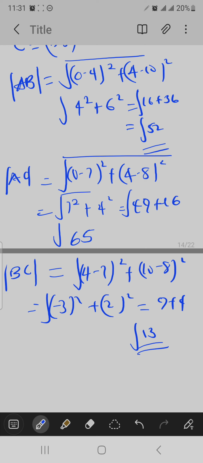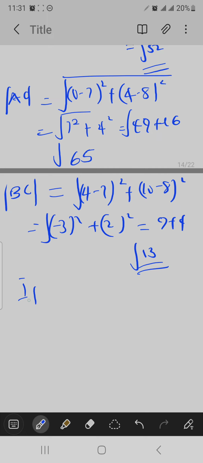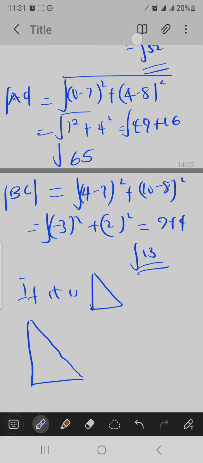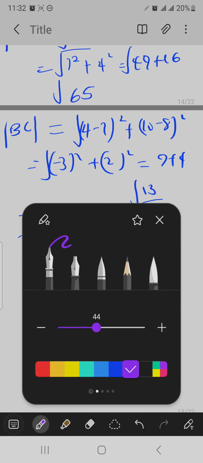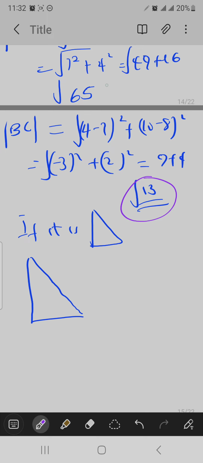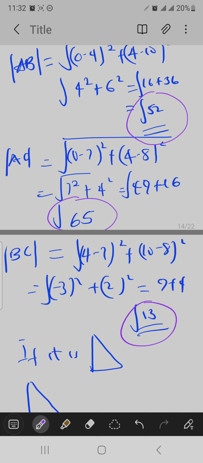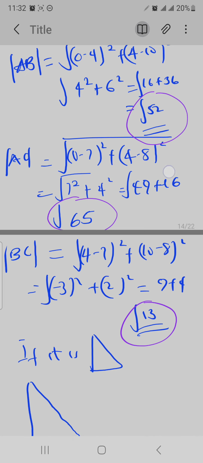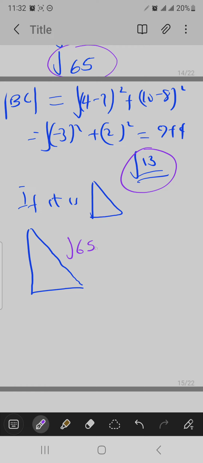They now say that I should show if it is a right triangle. If it is a right-angled triangle, then if I have these three values, 1, 2, and 3, the sum of the squares of two sides must be equal to the square of the third one. Let's say this one is root 65, this one is root 13, and this one is root 52.